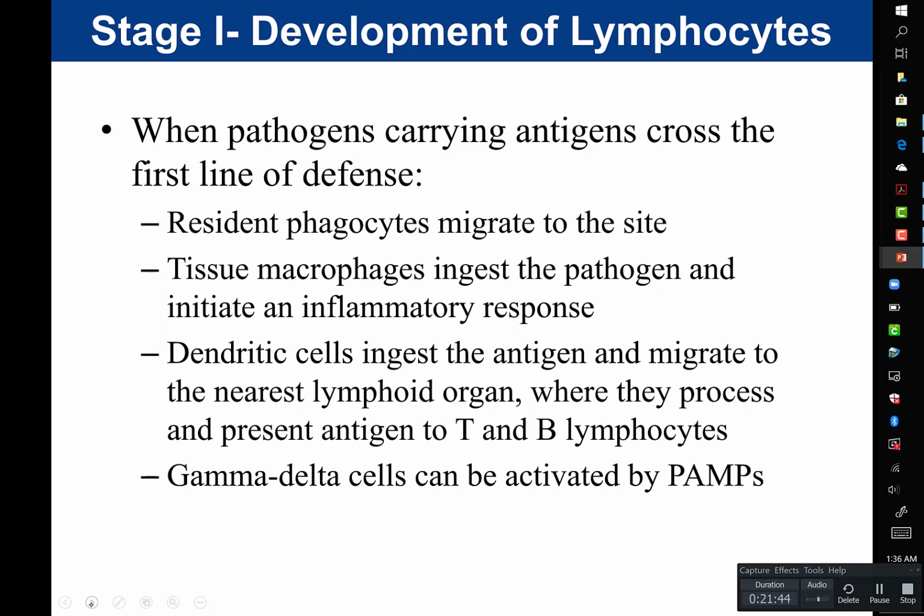And then gamma delta cells can be activated by those PAMPs. Remember that those are molecules on the surface of bacteria, for example, that are conserved among a variety of organisms, and they signal to the immune system that that organism is going to be foreign. And so that is going to turn on and initiate this response.